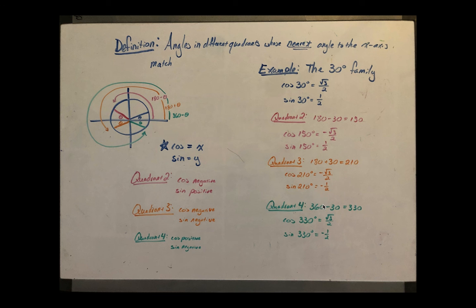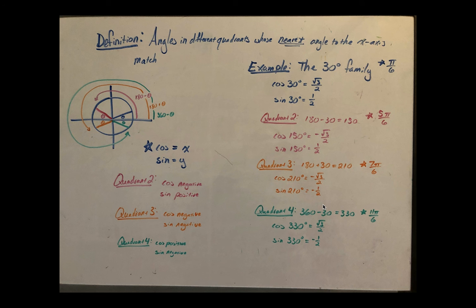Another thing that's really useful to note if you're working in radians: 30 degrees is pi over 6, 150 degrees is 5 pi over 6, 210 is 7 pi over 6, and 330 is 11 pi over 6. Every single one of these, the pi over 6 family, has a denominator of 6 in simplest form. And that's going to be true no matter what family you're looking at. So if you're looking at the pi over 4 family, they'll all have a denominator of 4 in simplest terms. Pi over 3 family all has a denominator of 3 in simplest terms. So if you're working in radians, that's a handy little shortcut for figuring out which family you're looking at, and from there you just have to figure out which quadrant you're in.